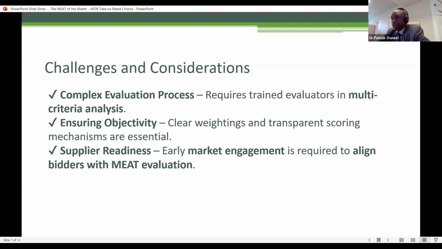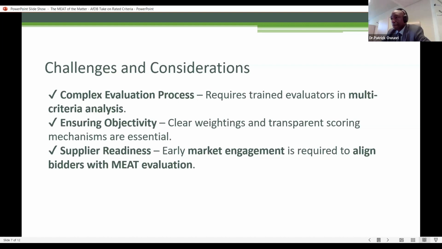Ensuring objectivity can also be a challenge. Having clear weightings and transparent scoring mechanisms are quite important. But again, given the fact that we are providing ratings, and the ratings are based on somebody's opinion on what they are observing from somebody's bid, it can lead to some element of subjectivity. And so how to guide evaluators to make sure that the manner in which they apply the rated criteria is consistent and transparent can be quite a challenge.